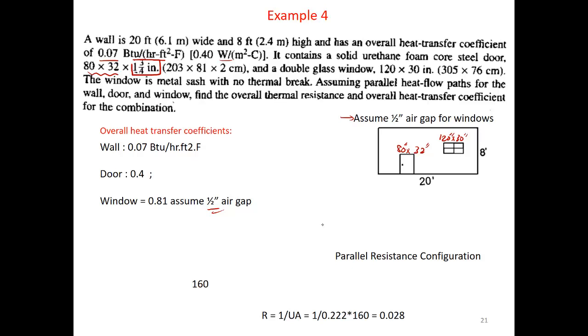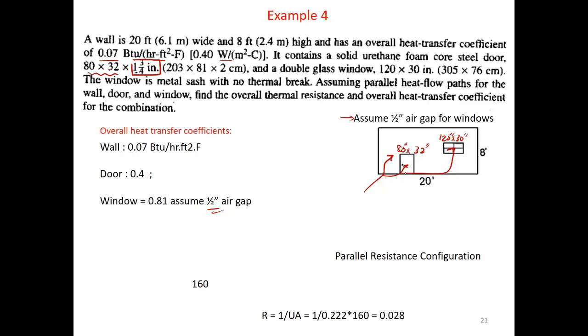Okay, what do we need to find? Assume parallel heat flow. So if you have heat going this way, it's going to split between the wall, the door, and the window before going in. Find the overall thermal resistance and overall heat transfer coefficient for the combination. Again, this is parallel, so don't add the U values. That's why I said convert to resistance. So don't do 1 over U, 1 over U, 1 over U.